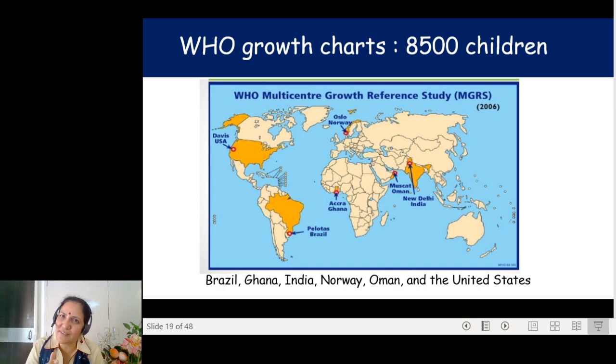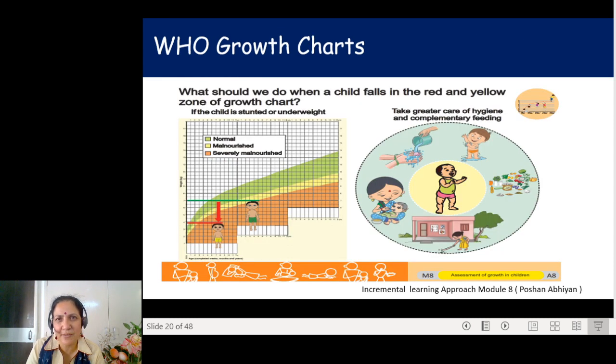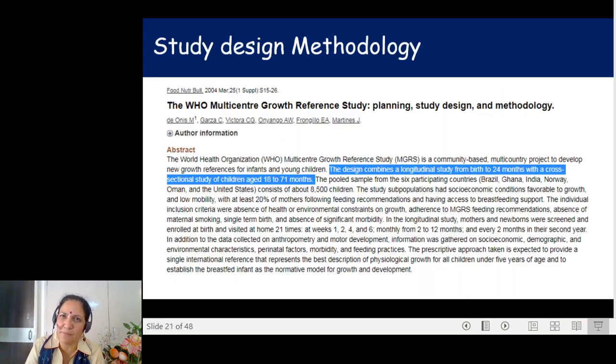So I will be discussing sample size calculations also in my subsequent talks. So WHO growth charts, as we've been using them in the Anganwadis or the clinical setting. So this I have taken from the Poshan Abhiyan, which also I've been discussing with you, the incremental learning approach. And this is module 8, which talks about the WHO growth charts. So now we know this study design has both the longitudinal and the cross-sectional component.